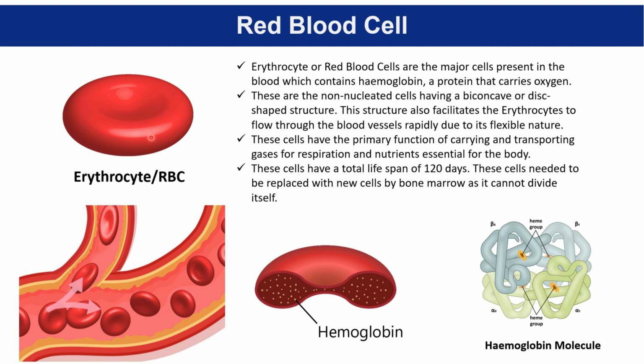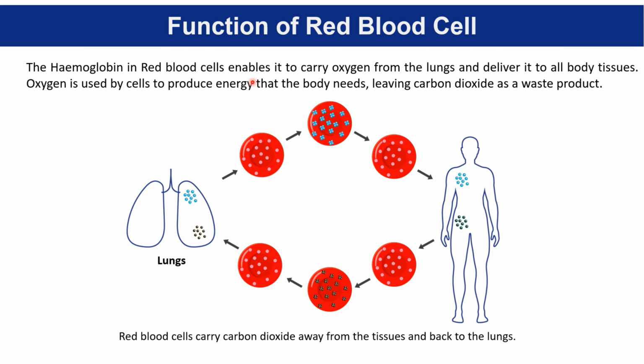Another thing that I'd like to mention about RBCs is they have a biconcave structure, more like a disc-shaped structure. This structure allows the RBC to be more flexible, and it can pass through very thin blood vessels rapidly. This is to show the functioning of the red blood cell.